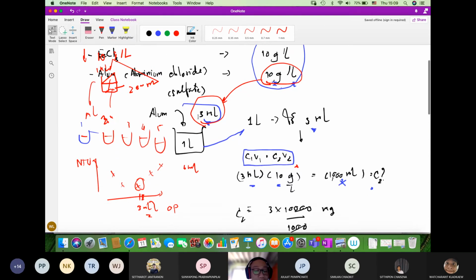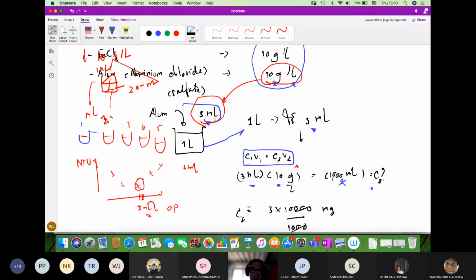For example, if the final experiments give 3 ml as the optimum condition for alum. We prepare 1 liter of water. Generally speaking, we use 1 liter even in the jar. In the jar, we use water 1 liter. So for 1 liter, we add 3 ml of alum.